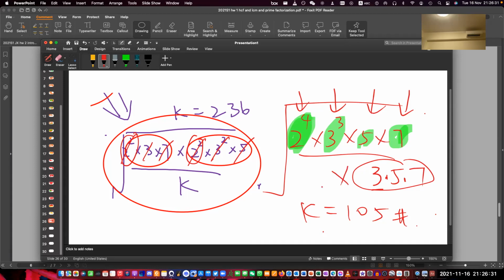By the way, do you need to times 1? No. No need. Because 1 is not a prime number. Okay, so 3 times 5 times 7 is 105. That's why k, the smallest integer k is 105.